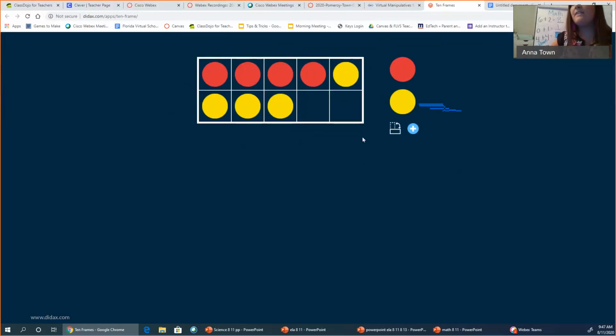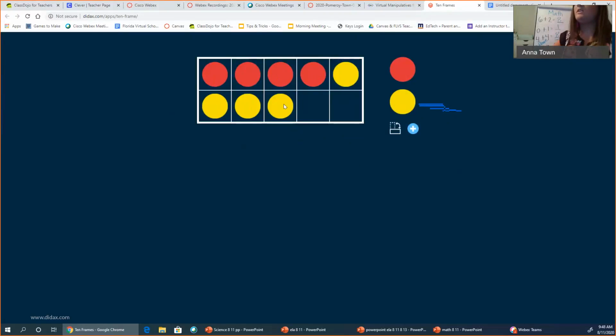Right now, our 10 frame is showing the equation 4 plus 4. To find the sum, we are going to count both the red and the yellow counters. Count with me. 1, 2, 3, 4, 5, 6, 7, 8. 4 plus 4 is 8. 8 is our sum.